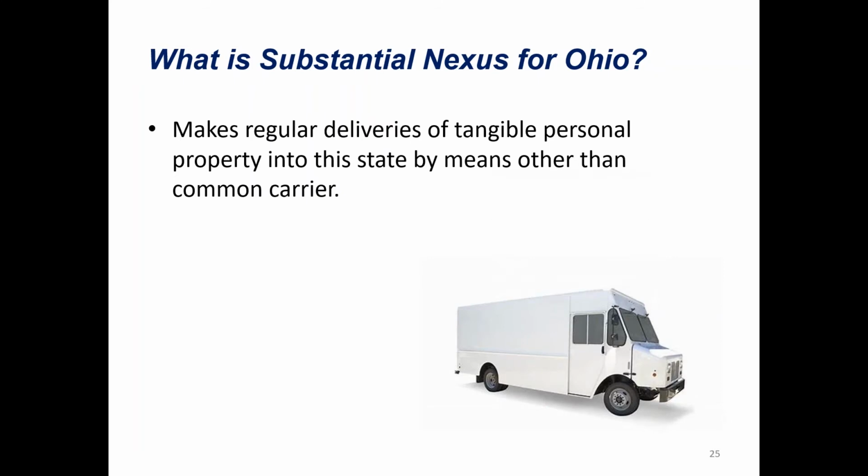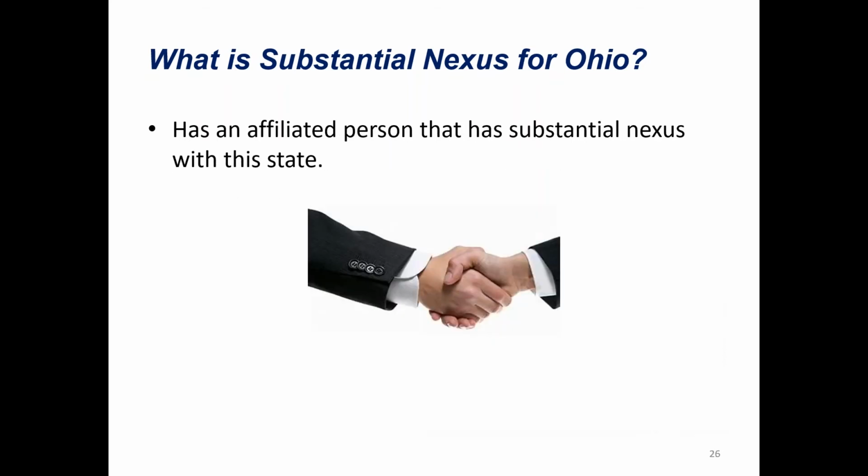The next prong we're going to talk about is whether they make regular deliveries of tangible personal property in this state. So again, not a common carrier scenario, but a private carrier that you've hired to physically deliver the property into the state. They could act as your agent with those trucks, and that would give you substantial nexus with Ohio. You could also have an affiliated person. If you have an entity that you own at greater than 50%, that could be an affiliated person, and they could give you substantial nexus with the state of Ohio as long as they are actively taking steps in your business.